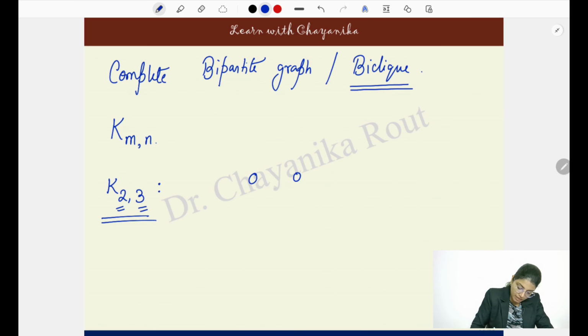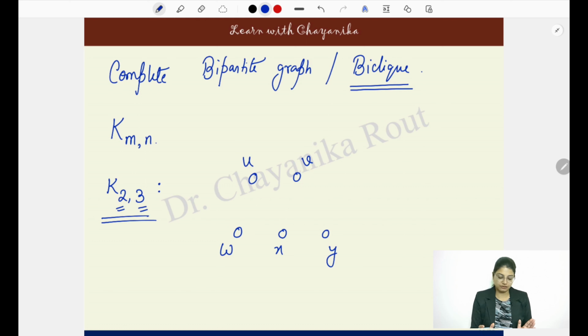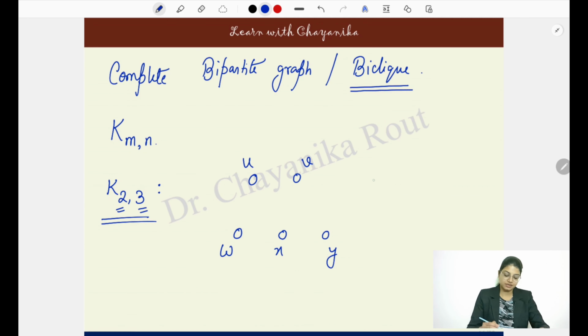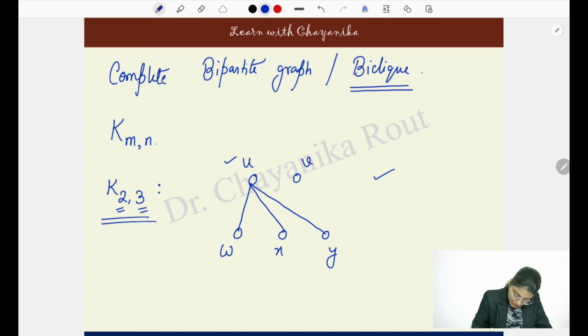We keep two vertices in one partite set and three vertices in the other partite set. Now it doesn't matter whether you put two vertices above or two vertices below. So name them U, V, W, X, Y suppose. So this is the vertex set of this graph. Now what about the edges? Because it is complete bipartite, we choose a partite set, we pick a vertex, make it adjacent to all the vertices of the other partite set.